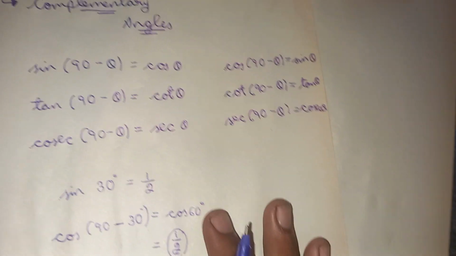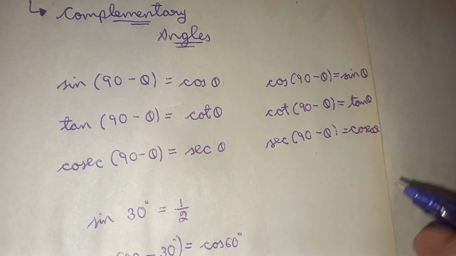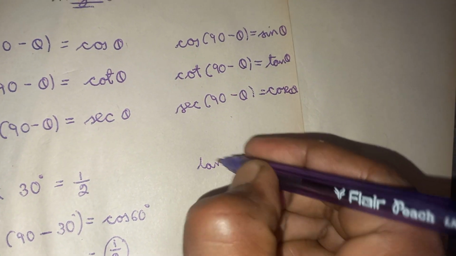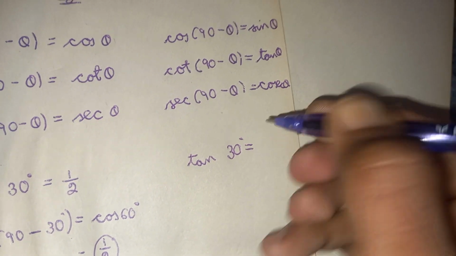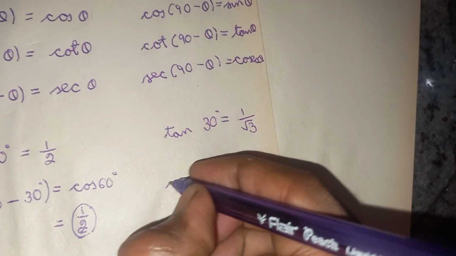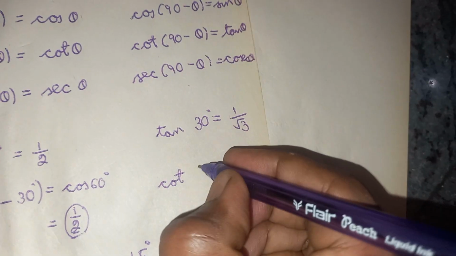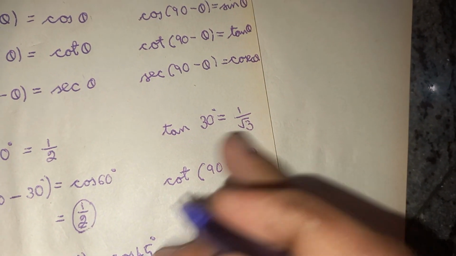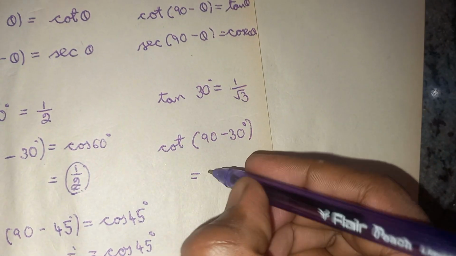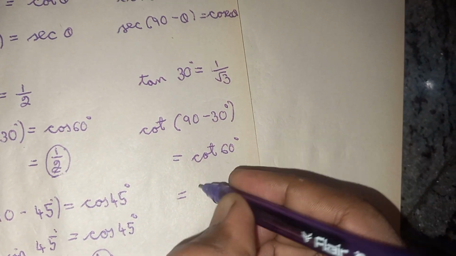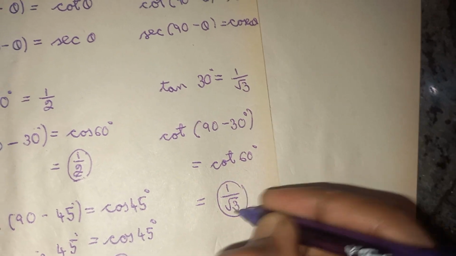In the same way, take tan of 30 degrees. Tan of 30 degrees can be written as 1 by root 3, and tan 30 degrees can also be written as cot of 90 minus 30 degrees, because they are complementary angles. Cot of 90 minus 30 degrees is cot 60 degrees, and cot 60 degrees also becomes 1 by root 3.